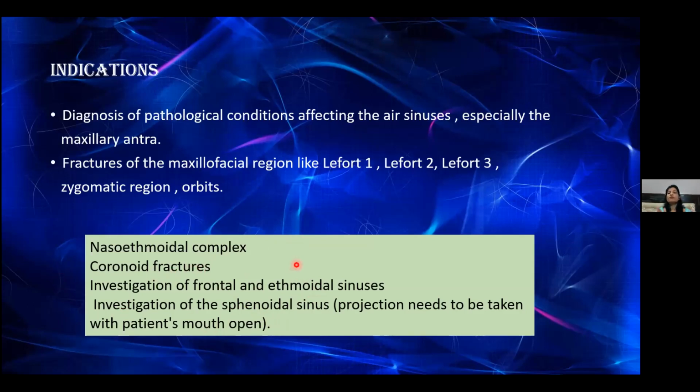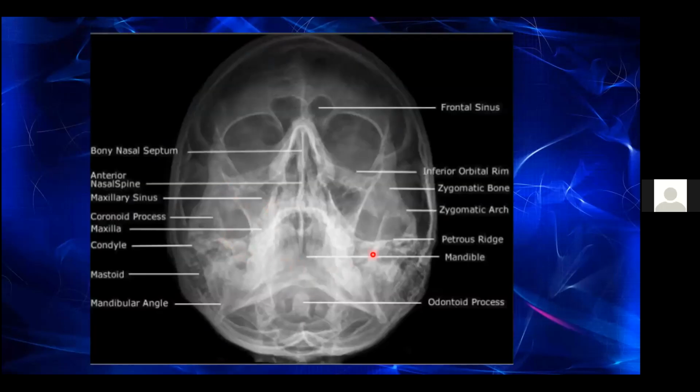Clear? There was a question in NEET in which they asked which of the following views cannot be used for coronoid fractures. Some people marked Waters view. So please remember, in Waters view you are able to see some amount of the coronoid process. So coronoid fractures is one of the indications. Clear? So I'm again repeating: maxillary antrum, frontal sinus, ethmoidal sinus, open mouth sphenoidal sinuses, nasoethmoidal complex fractures, zygomatic orbits, Le Fort 1, Le Fort 2, Le Fort 3. Clear? Yes, ma'am. So yes, you can see all the sinuses here. Okay.